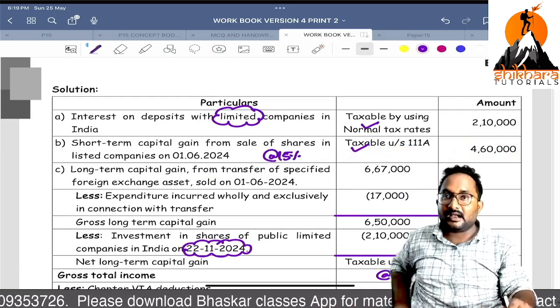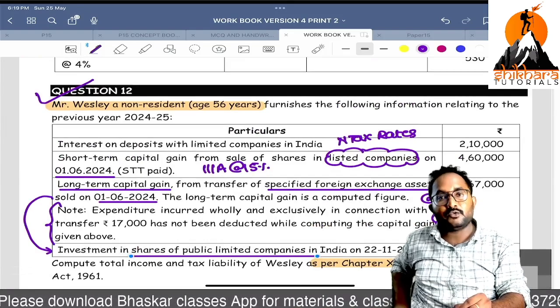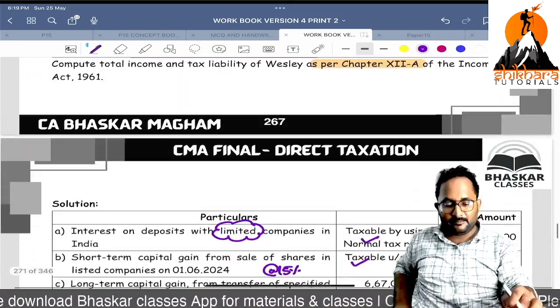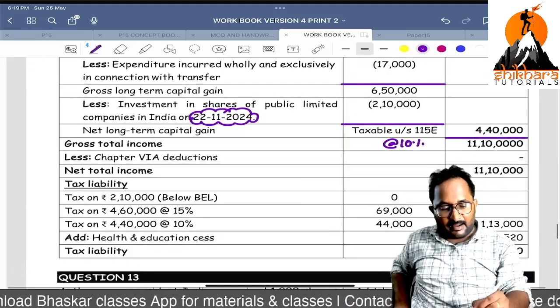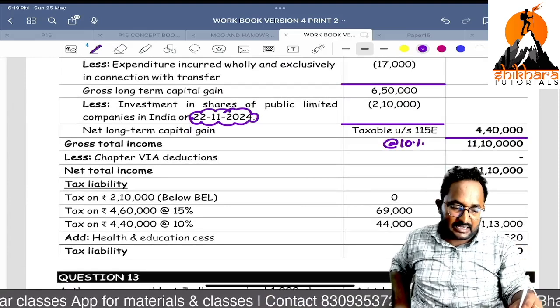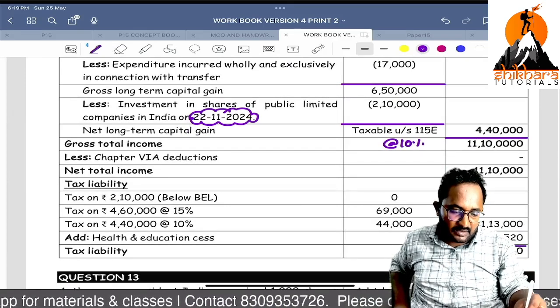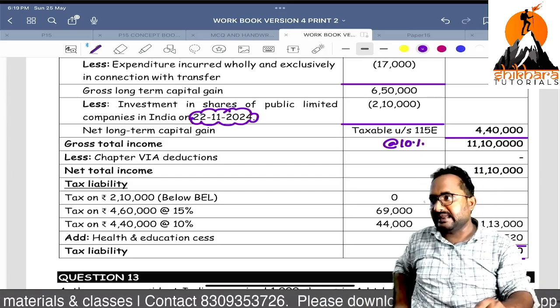15%. Because transfer date is before 23/7/2024. So that's why what is the rate, ma? 15%. Next, on the balance 4,40,000, 10%. Finally, you will get what, ma? 1,13,000. Yes, you will get the what, ma? 1,17,520.